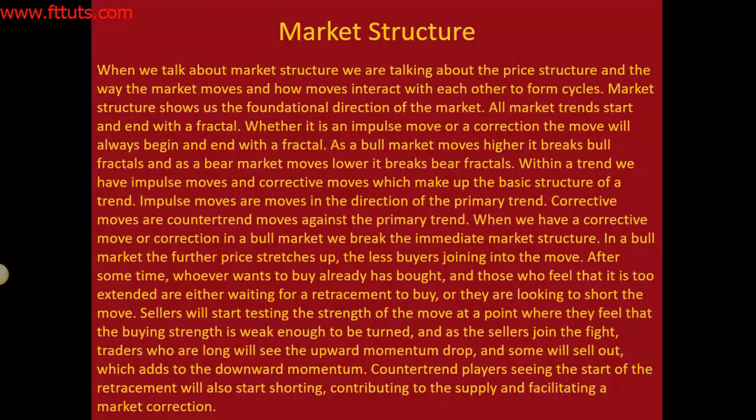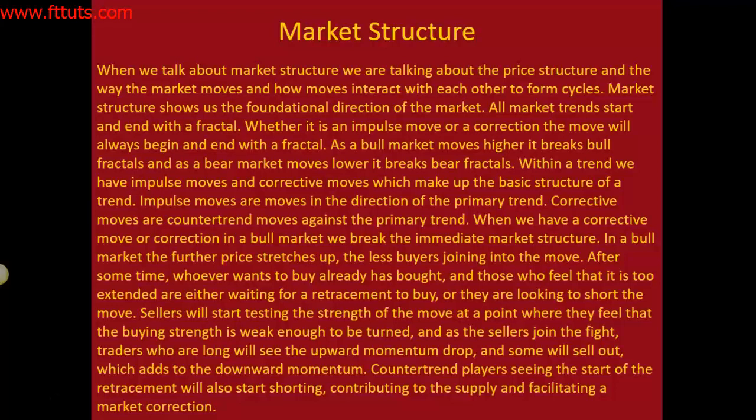As a bull market moves higher, it breaks bull fractals, and as a bear market moves lower, it breaks bear fractals. So within a trend, we have impulse moves and corrective moves, which make up the basic structure of a trend. Impulse moves are moves in the direction of the primary trend, and corrective moves are counter trend moves against the primary trend. When we have a corrective move or a correction in a bull market, we break the immediate market structure.